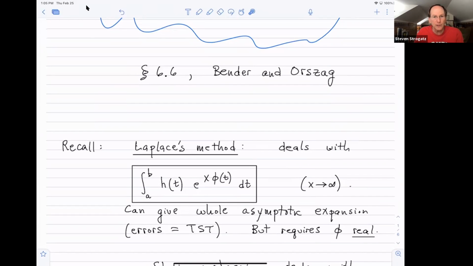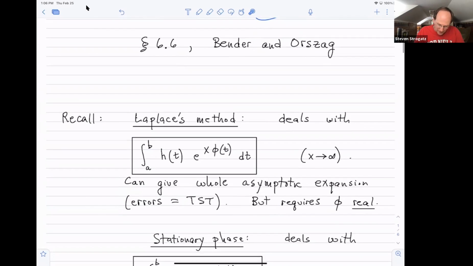Remember that was concerned with real integrals, with integrals that had a function phi up here in the exponent that is real. And that was the method where we were talking about sharply peaked, bell-shaped functions phi, and the region right under the maximum makes the biggest contribution to the integral in the limit as the integral gets increasingly sharply peaked as x goes to infinity. All right, so that method is terrific for problems of this type. And it can give us the whole asymptotic expansion, not just the first term, but the full expansion, where the only errors, if we care to go that far, would be the transcendentally small terms. But it does require thinking about this function phi as being real.